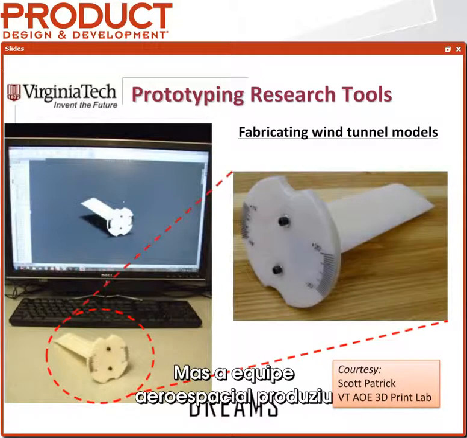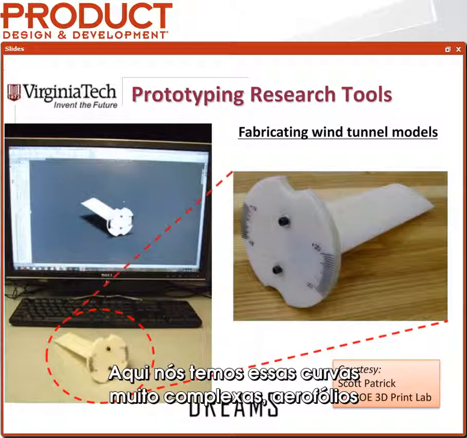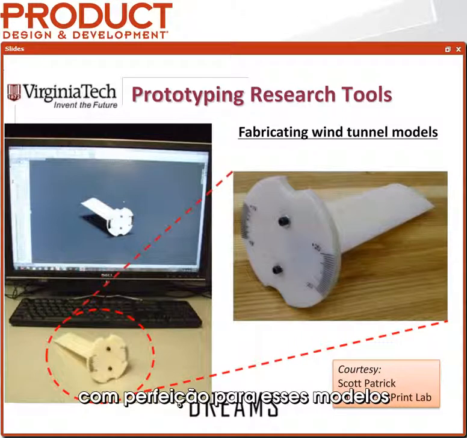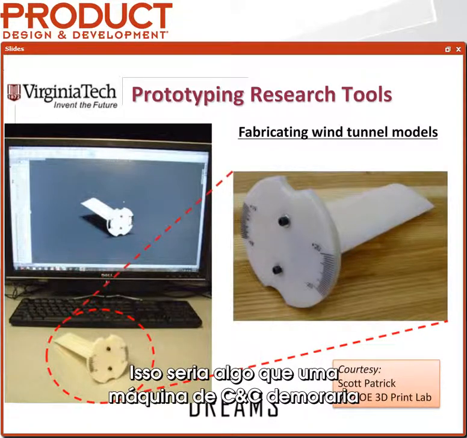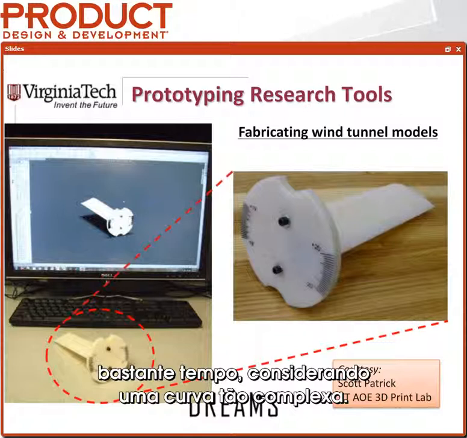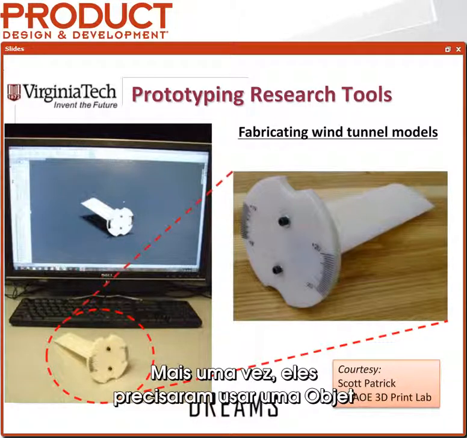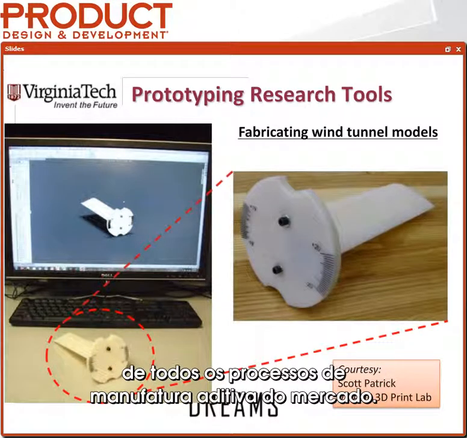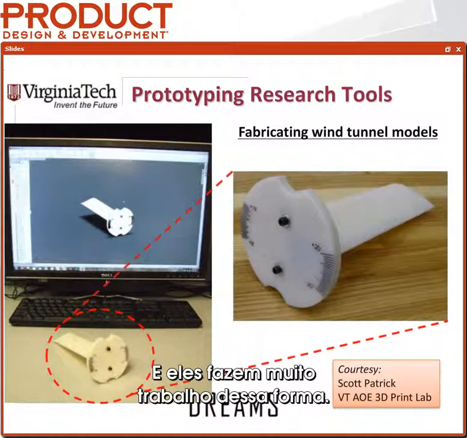But the aerospace team actually does a lot of wind tunnel models. Here you've got very complex curves, very complex airfoils that have to be perfectly represented for precise wind tunnel models and testing. They needed a way to quickly fabricate these. These would take a CNC machinist quite some time to do with such a complex curve. But for the digital fabrication capabilities of Objet, this is not a challenge. And they used an Objet because the Objet process has one of the best surface finishes of any of the additive manufacturing processes on the market, so that's something they were able to do quite easily, and they do a lot of work with that.